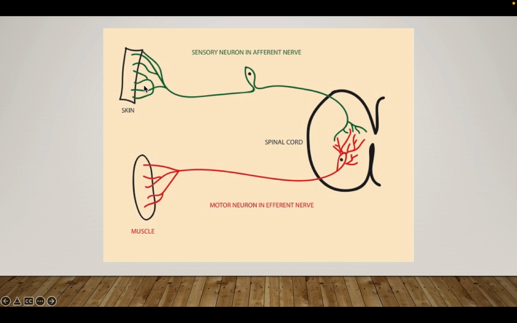Our afferent or sensory neuron was coming from skin, so maybe detecting pressure. Sometimes maybe it's a mechanoreceptor. Maybe it was detecting pain. Maybe it was detecting a change in temperature. Whatever it is, it's bringing that information to the central nervous system.